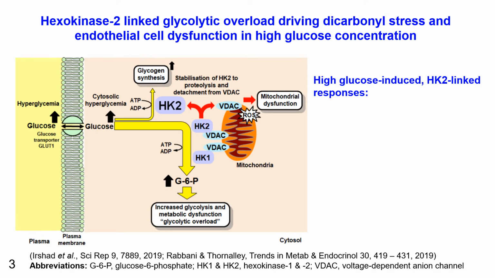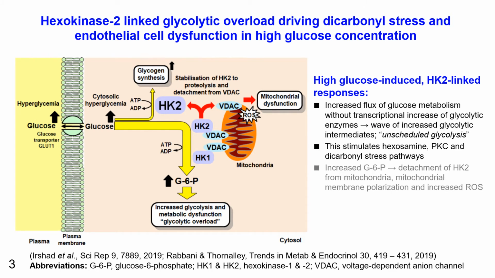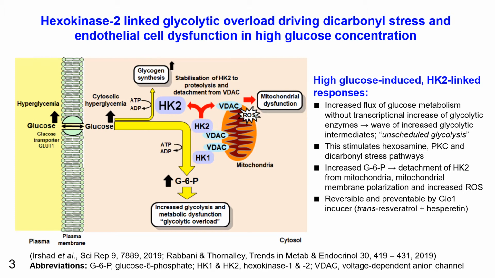High glucose-induced hexokinase-2 linked responses include increased flux of glucose metabolism without transcriptional increase of glycolytic enzymes, producing a wave of increased glycolytic intermediates. This stimulates hexosamine, PKC, and dicarbonyl stress pathways. Increased glucose 6-phosphate produces detachment of hexokinase-2 from mitochondria, mitochondrial membrane hyperpolarization, and increased reactive oxygen species (ROS) production. These effects are reversible and preventable by the GLO1 inducer trans-resveratrol and hesperidin.